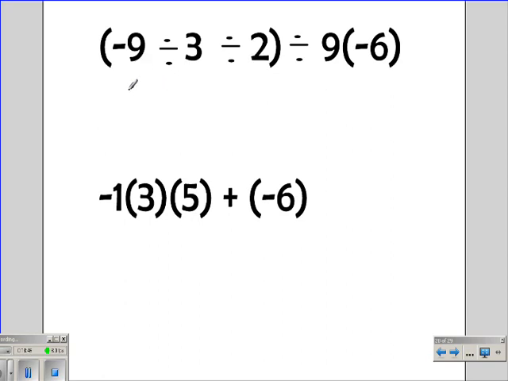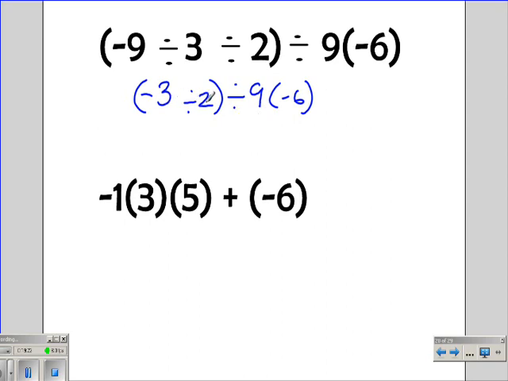So let's start within the parentheses here first. I have negative 9 divided by 3, which is what I'm going to want to do first. Let me just start this problem over here. So I have negative 9 divided by 3 divided by 2 divided by 9 times negative 6. Looking at negative 9 divided by 3 first, a negative divided by a positive is going to give me a negative 3, divided by 2, divided by 9 times negative 6.